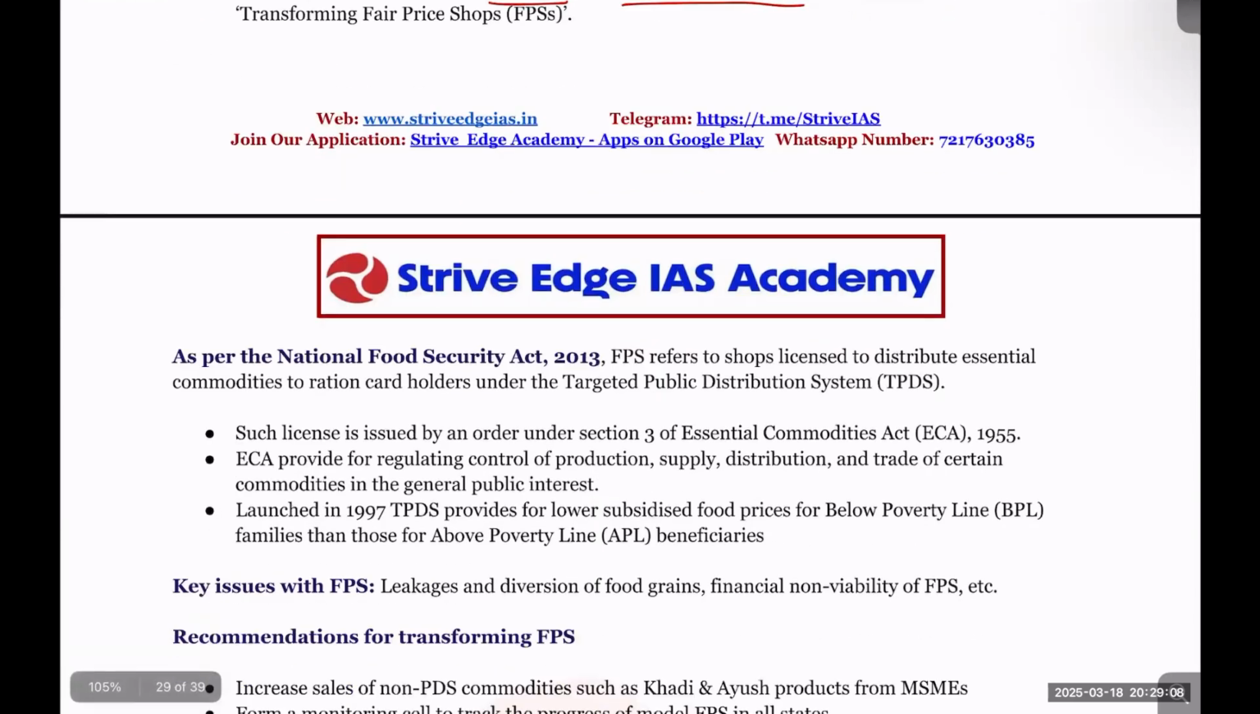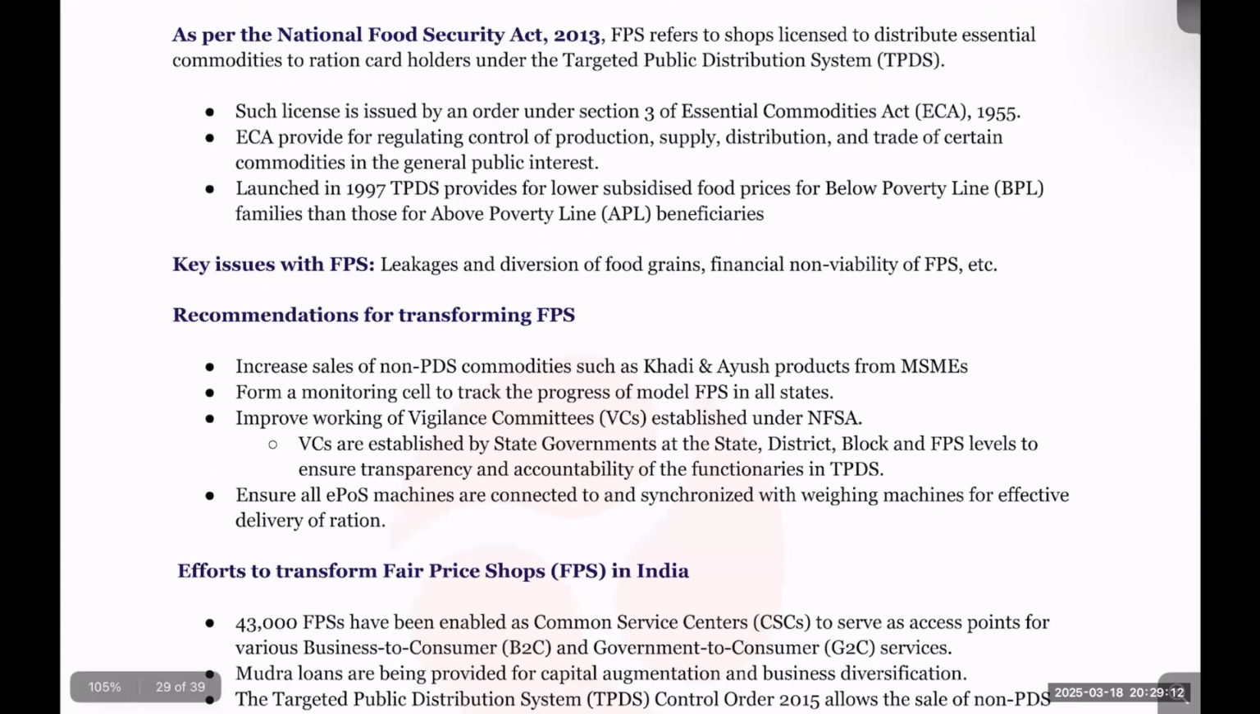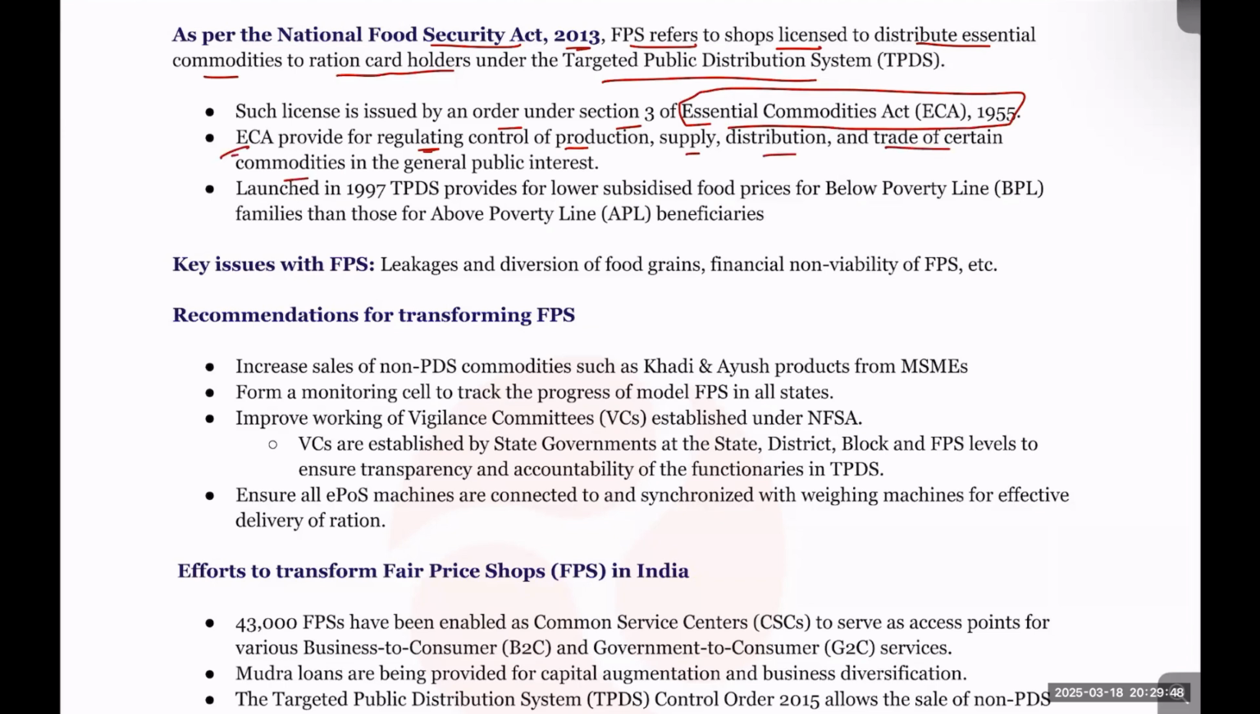Right now, as per the National Food Security Act, NFSA 2013, fair price shops refer to the shops which are licensed to distribute essential commodities to the ration holders. So those people who have the ration card receive distribution from the fair price shops, right, under the public distribution system, the targeted public distribution system, TPDS. Such a license is issued by an order under Section 3 of the Essential Commodities Act. Again, the Essential Commodities Act is invoked to give the license to open a fair price shop. It regulates the control of the production, supply, distribution and trade of certain commodities. Now, it has been launched in 1997 for lower subsidized food prices for below poverty line, BPL, families.